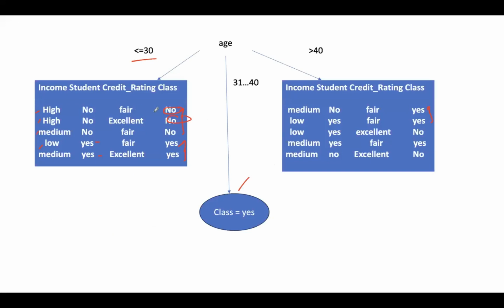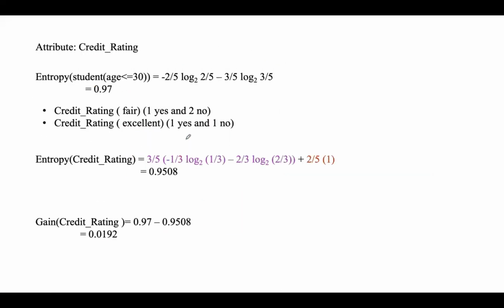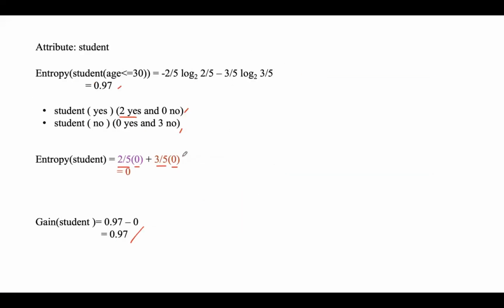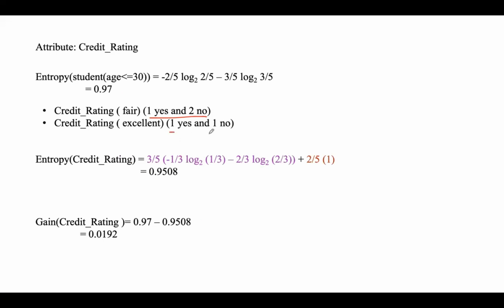So here if the credit rating is fair, that is 1, 2, 3 examples. Number of no's are 2, yes is 1. So 1 yes, 2 no's. Next, credit rating excellent. This is 1 no and 1 yes. So 1 no, 1 yes. Done. Next, find out entropy of credit rating.